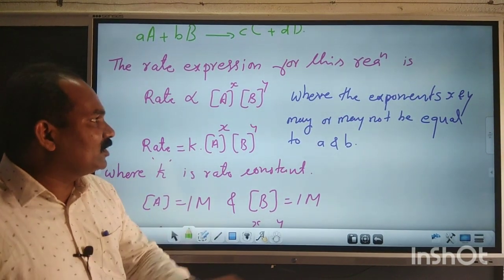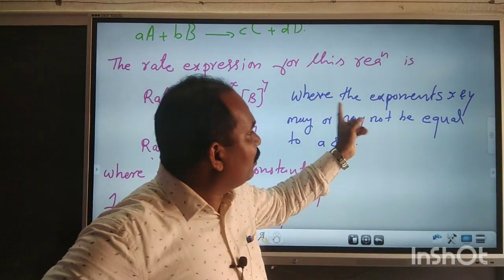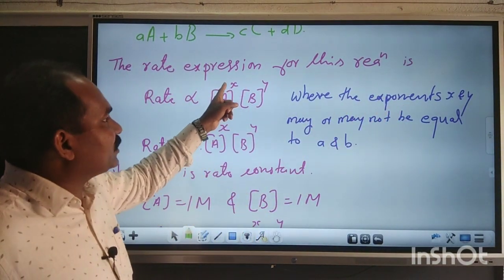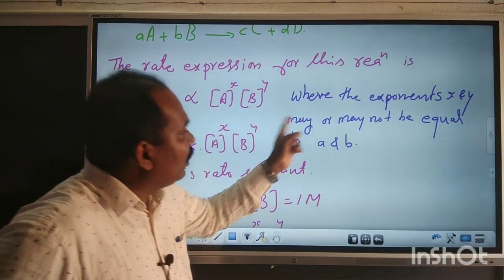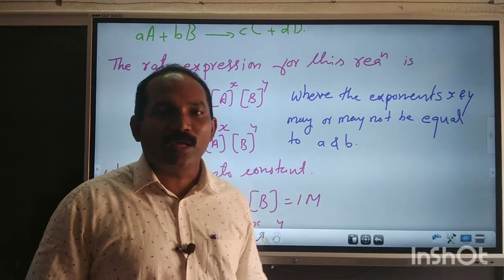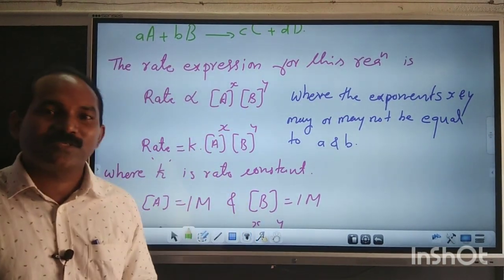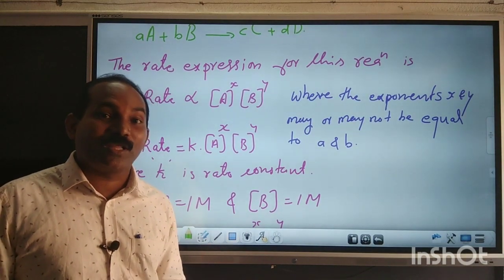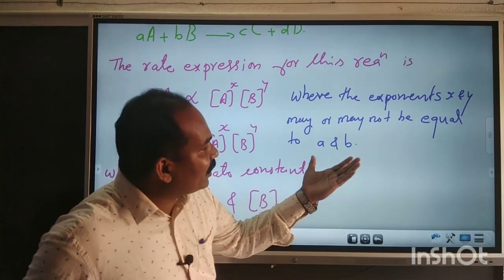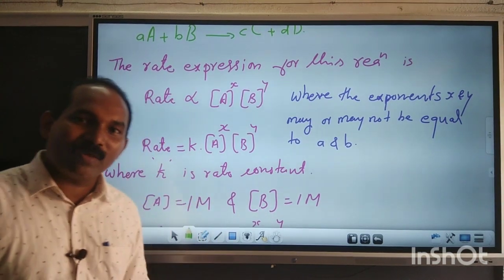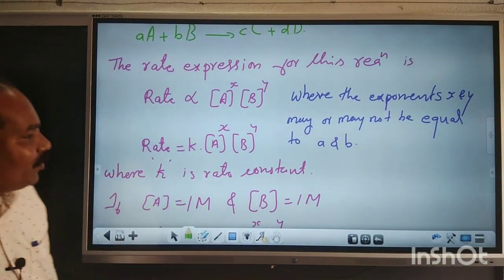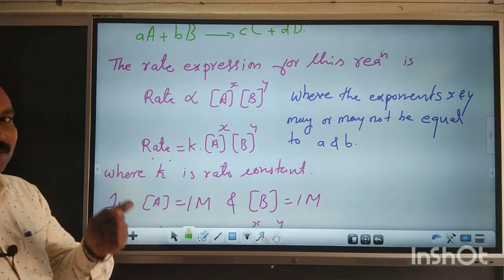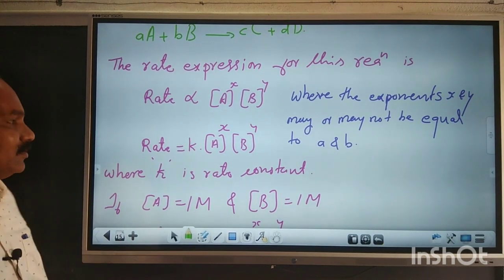And a condition is there where the exponents X and Y may or may not be equal to a and b. In some cases X is equal to a, in some cases X is not equal to a. Similarly, y may be equal to b, or y may not be equal to b. We will discuss this later with examples.